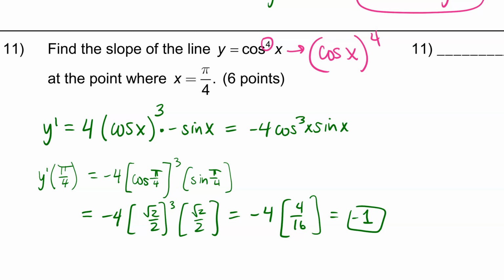The biggest thing people miss with this problem is not using chain rule. For the most part, we know the derivative of cosine is negative sine. Just like that, you have to use chain rule. We didn't learn the derivative of cosine to the 4th. We learned the derivative of cosine.